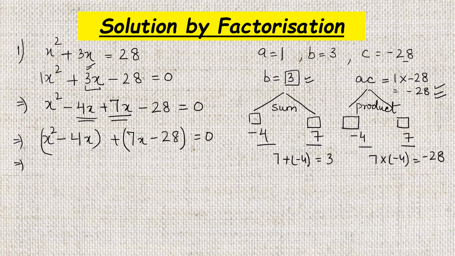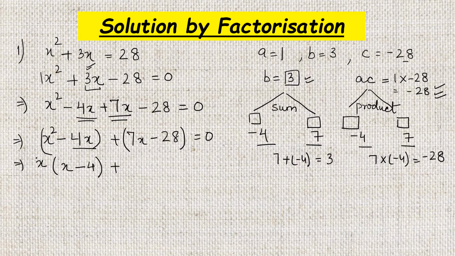Can I take something common from the first bracket? Yes, I can take x. There are two powers of x, x into x. From that I have taken one power out. So what is left here? x. Minus, from 4x I have taken x factor out. Which factor is left? 4.